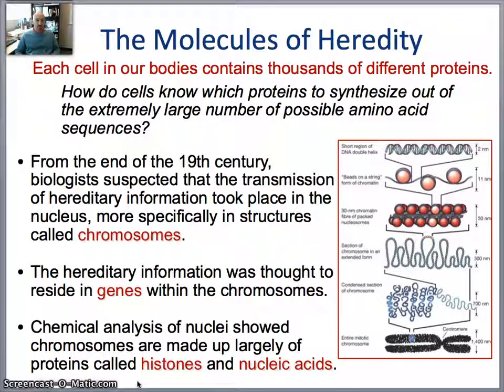Well, when we think about where this information is stored, it really comes back to 19th century biologists, who helped identify that this genetic information, these molecules of heredity, are actually stored in chromosomes. Okay, and so this hereditary information was thought to reside in genes within the chromosome.